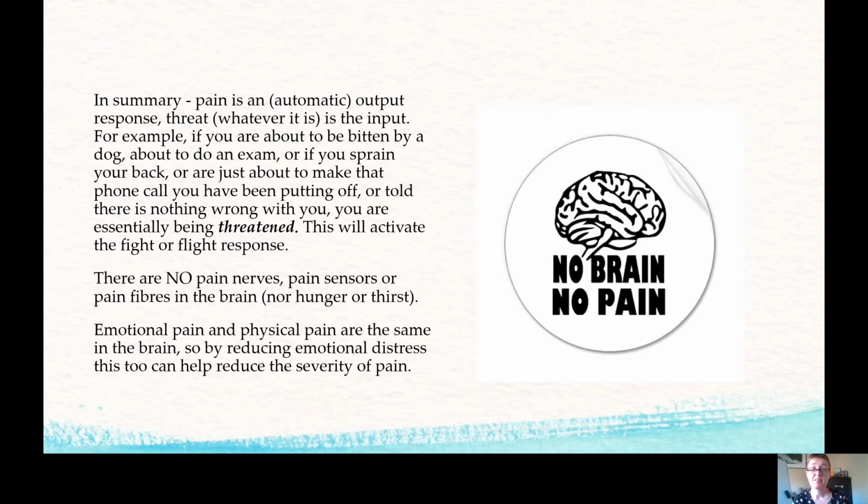Another interesting fact is that when we're doing scans of people's brains, emotional pain and physical pain have the same pattern as well. So reducing emotional distress can really help with the severity of the pain that our brain produces for us. And just again to reiterate, there are no pain nerves or fibres, just like there is for hunger and thirst. It's actually our brain weighing up a number of factors out of our conscious control.